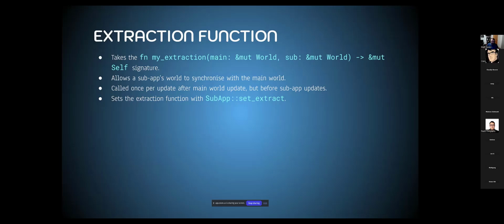So the extraction function is a simple function that takes two world parameters. The first one is the main world in the app, and the second parameter is the subworld. And essentially they're both mutable, so you can mutate either of them. You can either set stuff up in your sub app world, or you can return feedback back to the main world. It's up to you. And it's called once per update, after the main world update, but before the sub app updates. And you set the extraction function with the set extract method in the sub app.